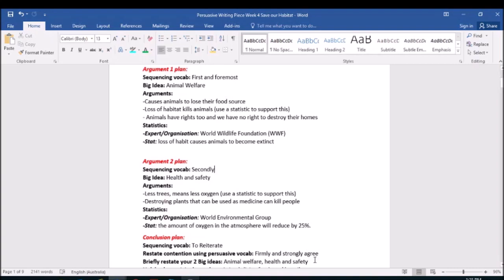You can always extend yourself, remember, by including something like a rebuttal, but that's not expected for this week's writing piece. If you want to include that and go above and beyond, absolutely fantastic. I would love to see that.